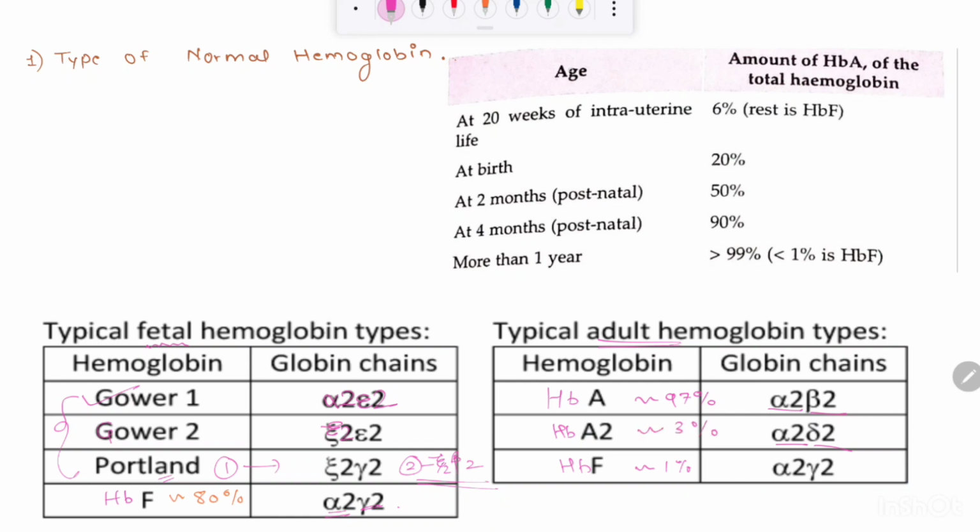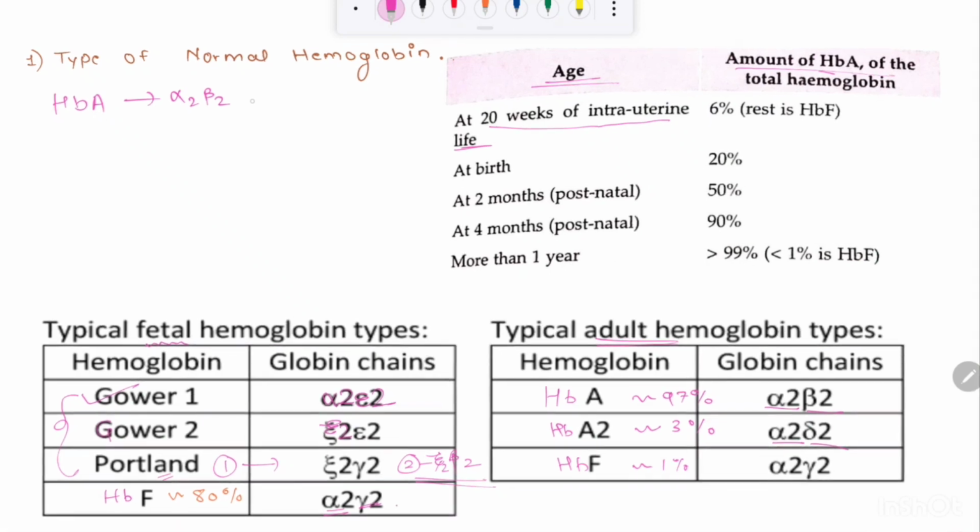So you can see here the variation of hemoglobin with age. At the time of intrauterine life, you can see 94% is fetal hemoglobin, whereas 6% is adult hemoglobin. So what I'm trying to say is that HbA, the adult type of hemoglobin, alpha 2 beta 2 chains, appears in the fetus after 20 weeks of intrauterine life, that is 5 months, when the bone marrow begins to function as a hemopoietic organ. At that time, HbA appears in the fetus, and after that, at the time of birth, it is around 20%, and the rest will be fetal hemoglobin.